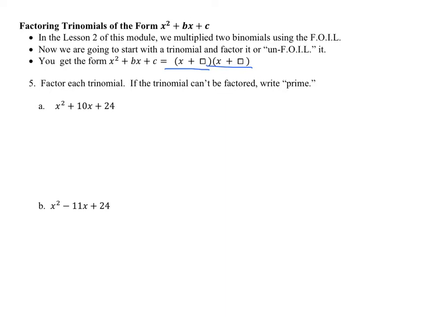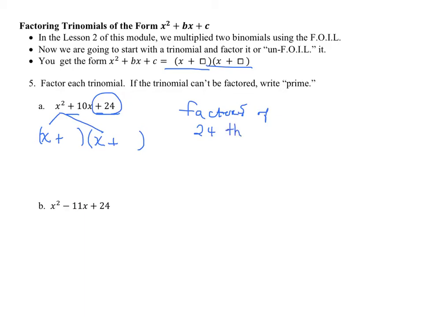So let's take a look at this first one. This one's a beautiful one because I have two positives. So I claim we can break this up into two binomials. The first piece is easy because it's x squared, so I can break it down into x times x. And since I have two pluses, everything's going to be positive. And now I'm going to look at this guy here and I'm going to say, okay, give me the factors of 24 that add up to 10.